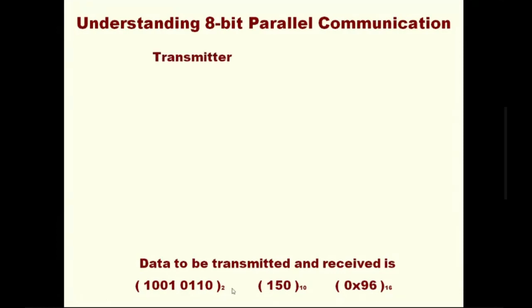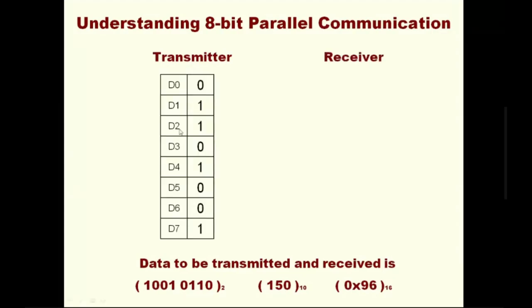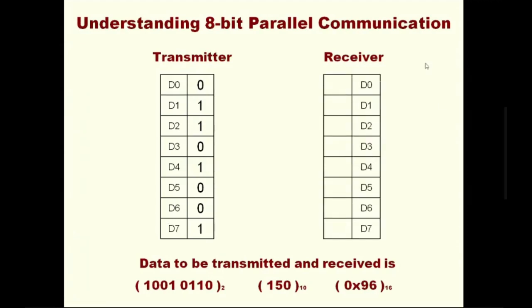So let us say this is a transmitter and this is the receiver. The transmitter contains D0 to D7. There are 8 pins. D7 is MSB and D0 is LSB. So 1001 and 0110 are the 8 bits which need to be transmitted parallelly. And there is a receiver, D0 to D7, which also should receive parallelly.